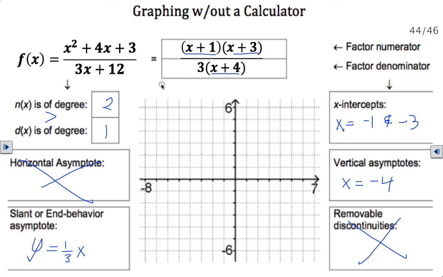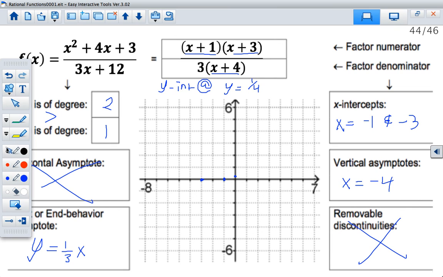Oh, we forgot about our y-intercept again. Okay, where is the y-intercept? It is going to be at 3/12 or 1/4. Okay, so with this y-intercept, it looks like we can leave the scale alone. So our y-intercept is approximately right there. Our x-intercepts are at -1 and at -3. Okay, and our vertical asymptote is at -4. Let me do that with a red line.